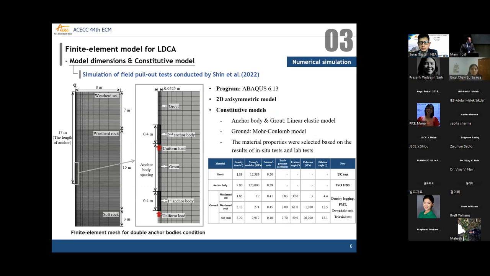Before the numerical simulation, I conducted a series of pullout field tests in the weathered rock condition, and I used the field test results to propose the numerical simulation model. An Abaqus 2D axisymmetric model was applied to simulate each component of LDCA. The constitutive models were a linear elastic model for the anchor body and grout, and a Mohr-Coulomb model for the ground condition. The material properties of each component were selected based on the in-situ tests and laboratory tests, and are summarized in the table.